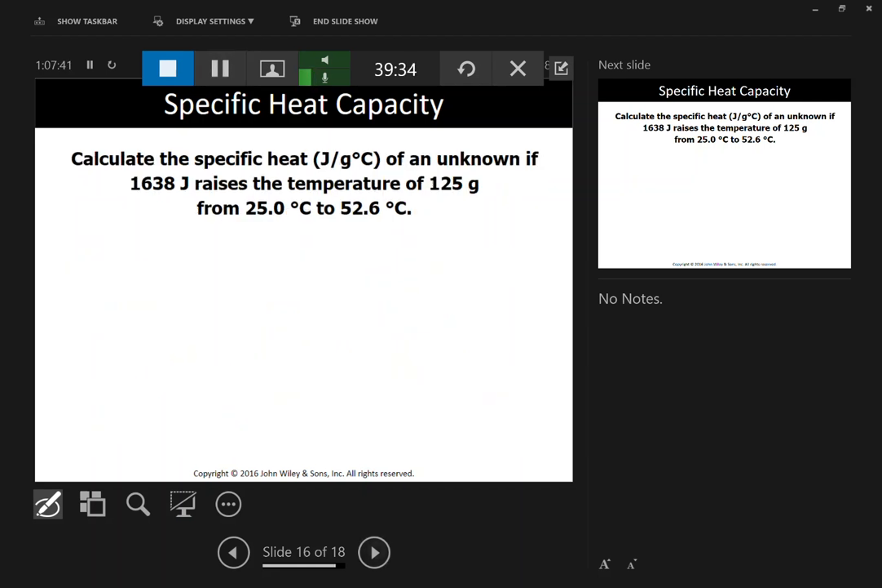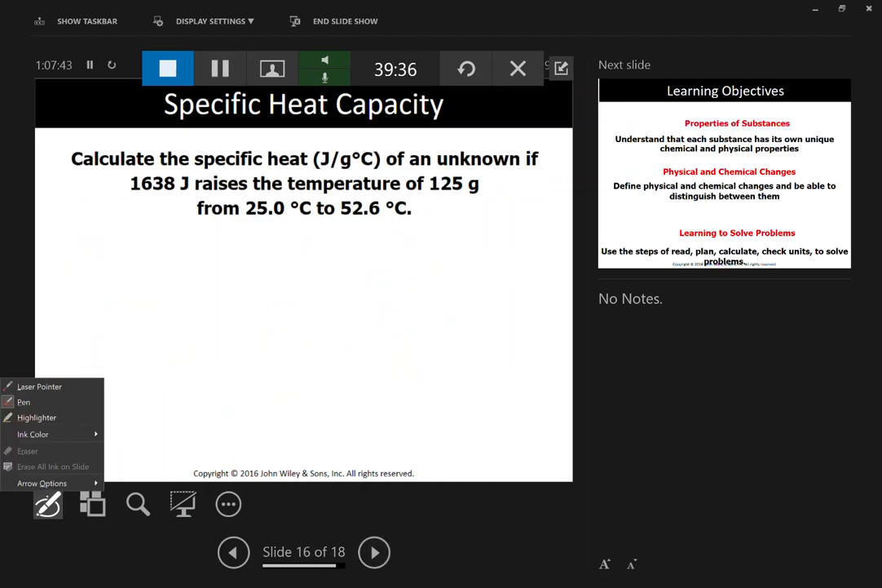So let's look at another example. You want to calculate the specific heat of an unknown if 1638 joules raises the temperature of 125 grams from 25 degrees Celsius to 52.6 degrees Celsius.